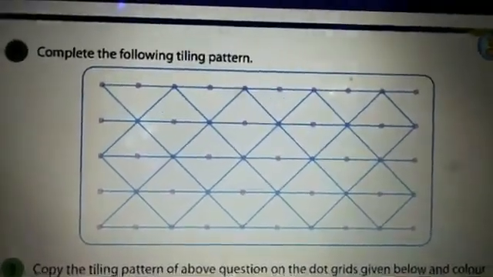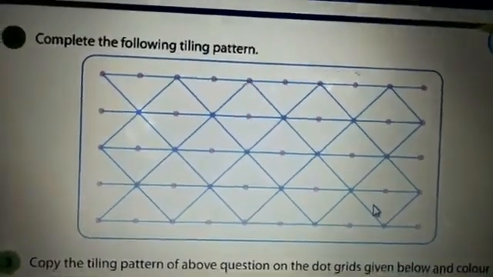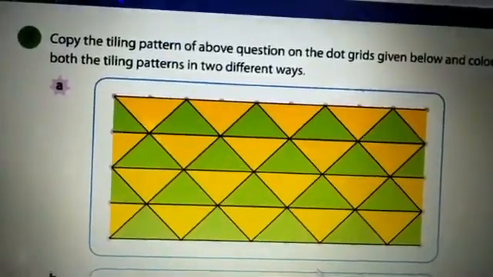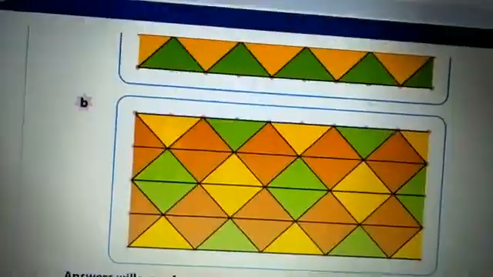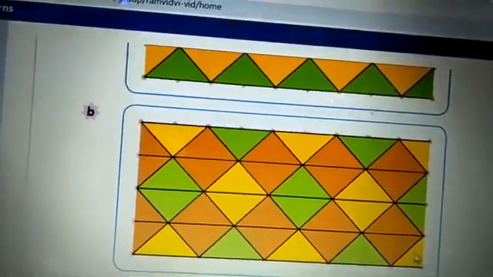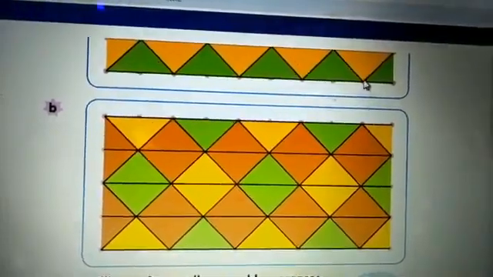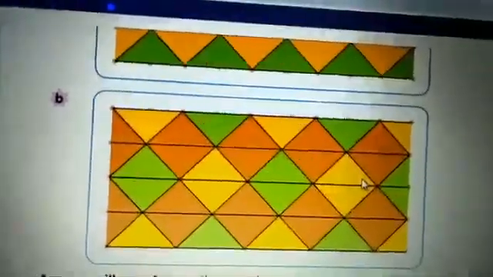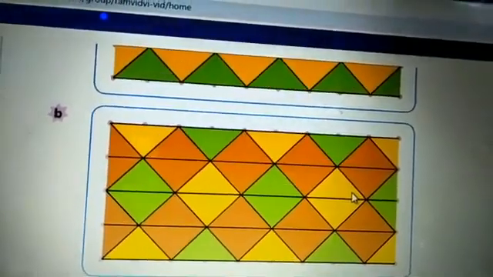So this is the completed picture. The first one, the same pattern they complete here. The third question, and they give color. This is also the same, but they give a different color, children. That only is different from the first figure. Can you understand? Like this you should draw and give color and send for correction.